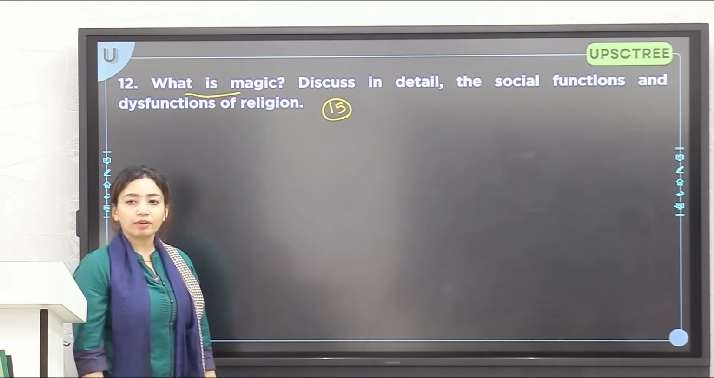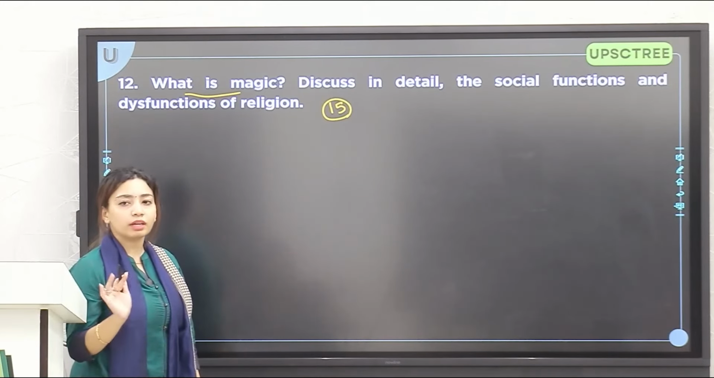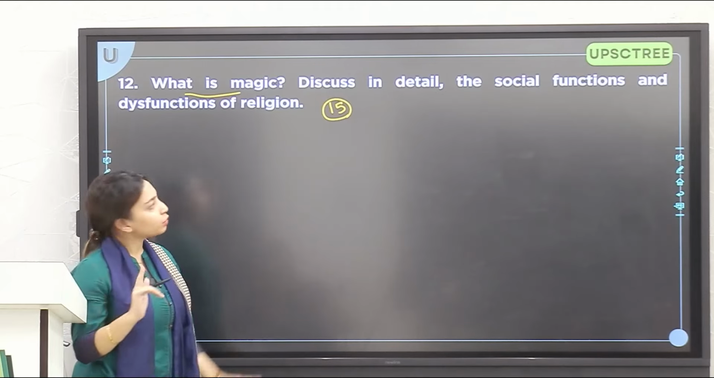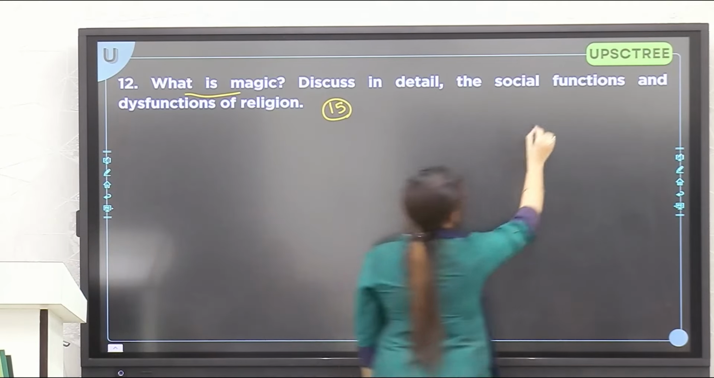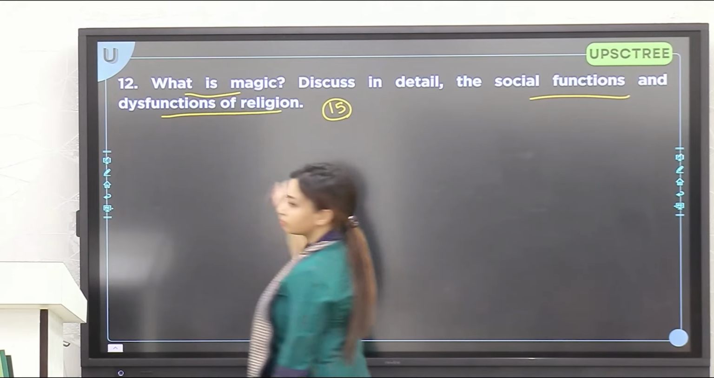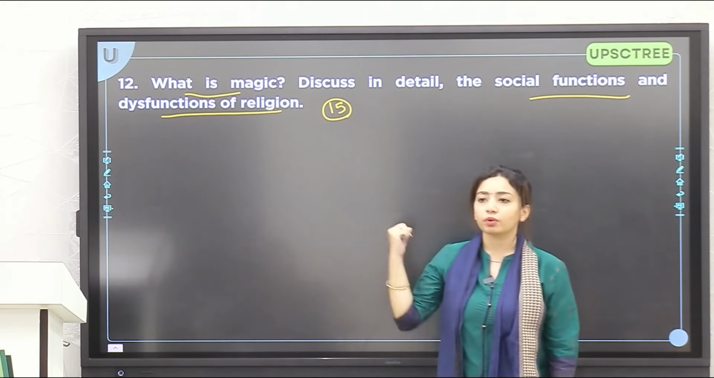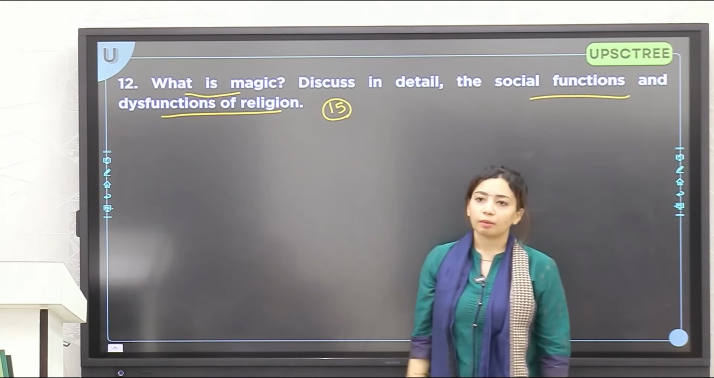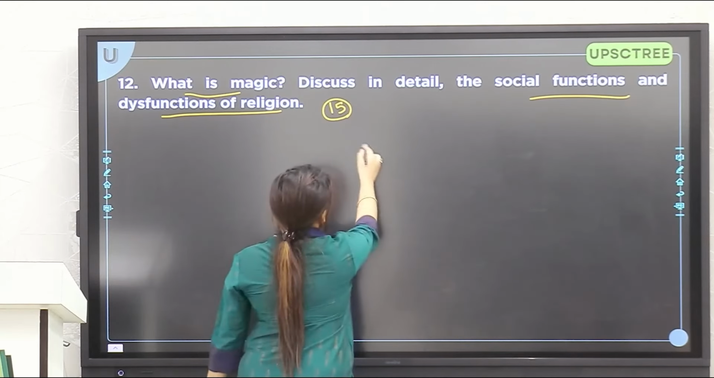Do you have enough examples? If you don't, then you are doomed. So in case of functions and dysfunctions, which social thinker can you quote here? Emile Durkheim.